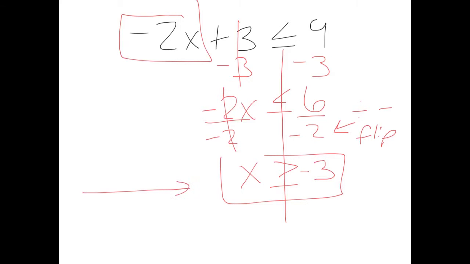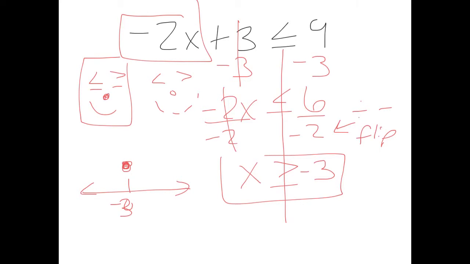In our graphing, if this is negative 3, our face looks like this, or like that. So this is the face we're dealing with here. So we get a solid circle, a filled in circle. That points to the right, so we point to the right.